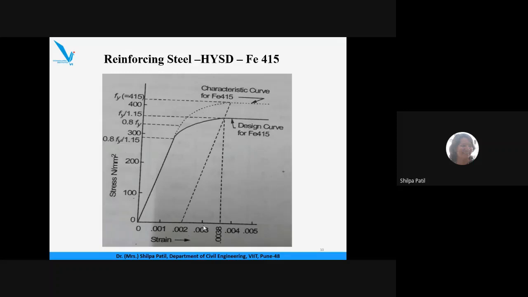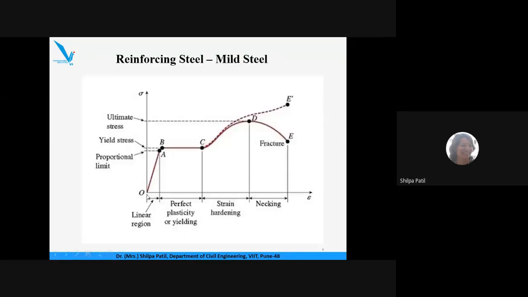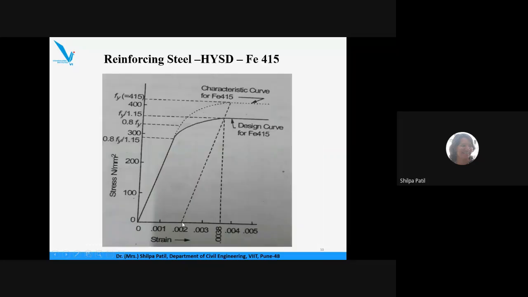Okay, so this particular strain value is considered as the ultimate strain here, and a line parallel to the linear portion of the mild steel curve is plotted at the 0.002 value, and the line is extended further. The point where it cuts the stress strain curve of the HYSD bar is considered as the yield point for HYSD bar. Okay.